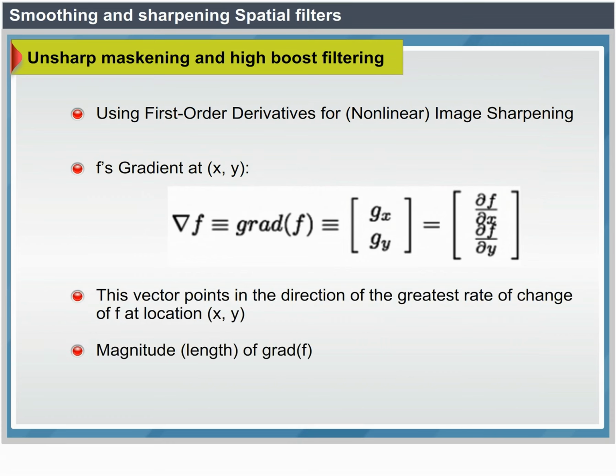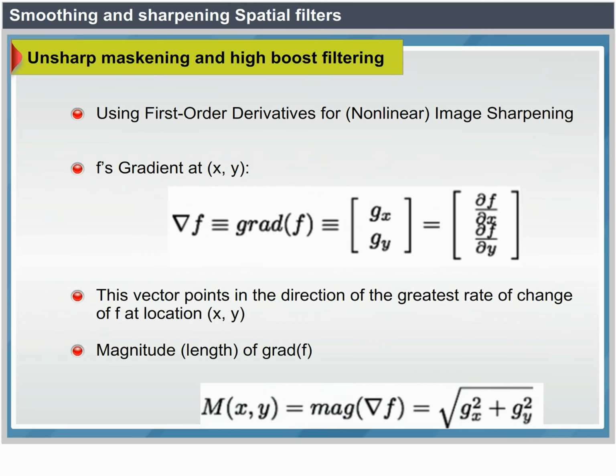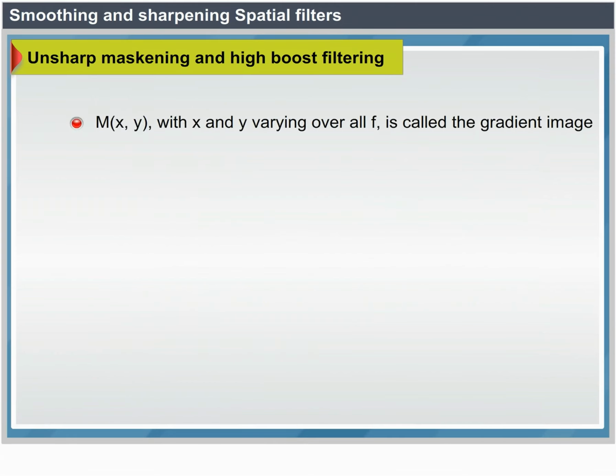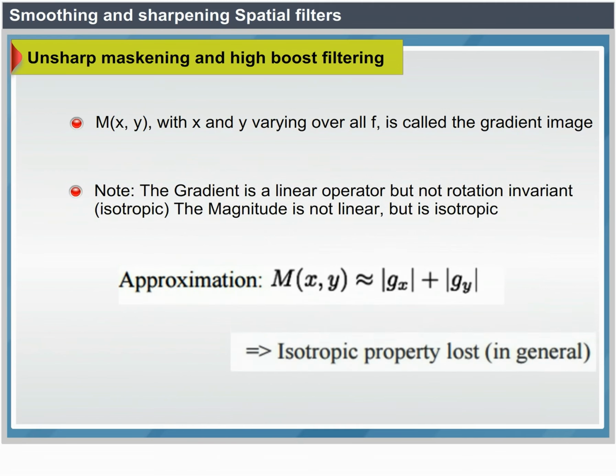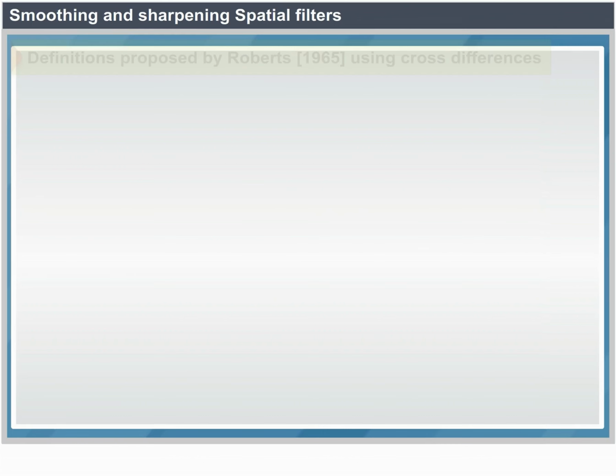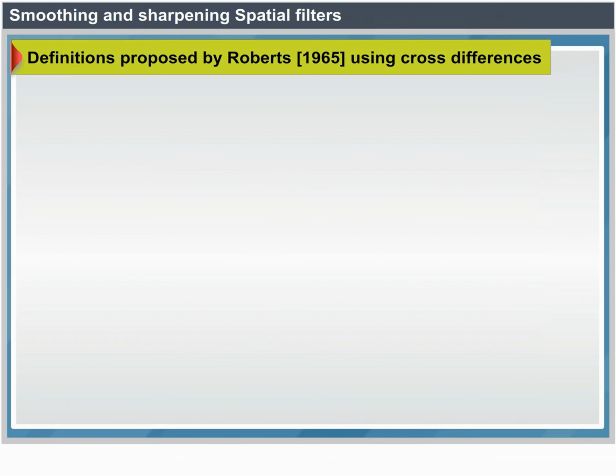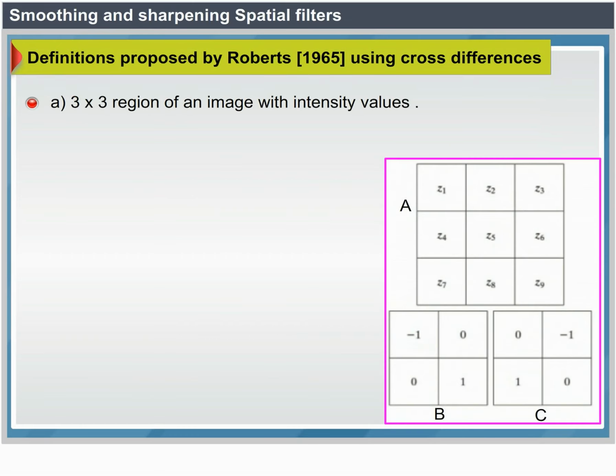Definitions proposed by Roberts in the year 1965 use cross differences. In the figure below, A represents a 3x3 region of an image with intensity values. B and C represent Roberts cross gradient operations. Approximations to Gx and Gy use a 3x3 neighborhood centered on z5. In the image below, we can distinguish the optical image and the Sobel image. Combination of image enhancement methods.